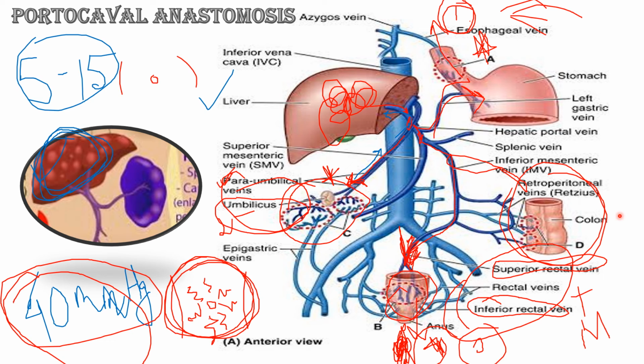Now come to the liver. Rarely the ductus venosus remains patent and connects the left branch of the portal vein directly to the inferior vena cava, but it is a rare condition because we have all studied that the ductus venosus actually degenerates. So it's a very, very rare condition that it remains patent. So that is the end of it.